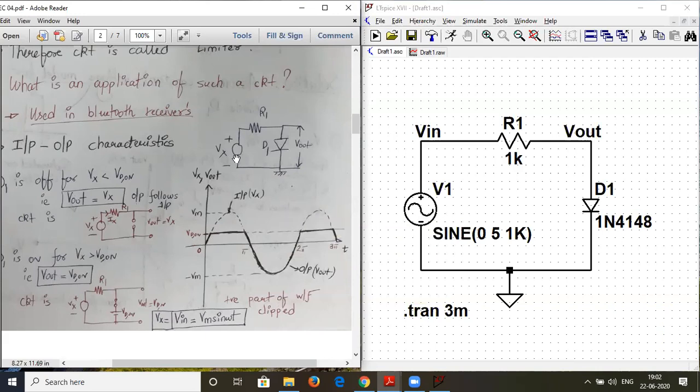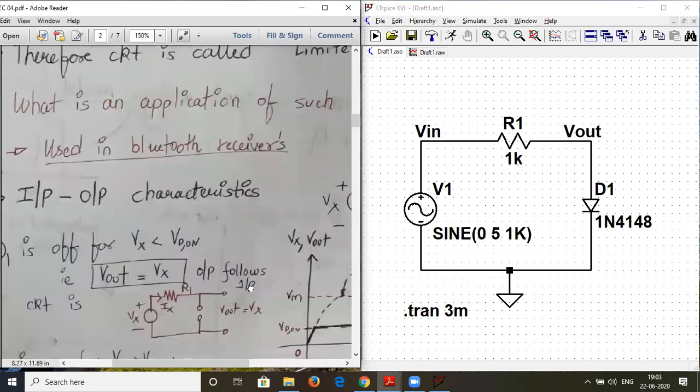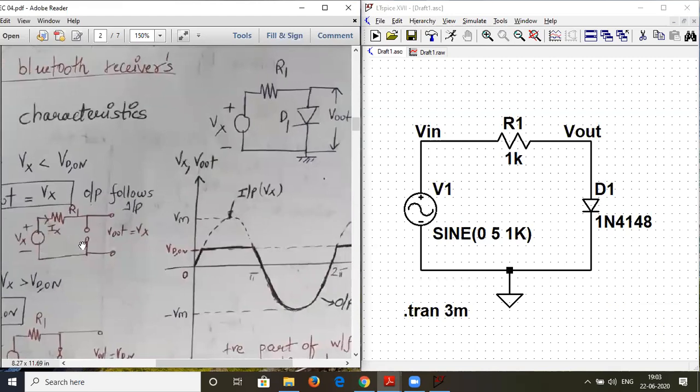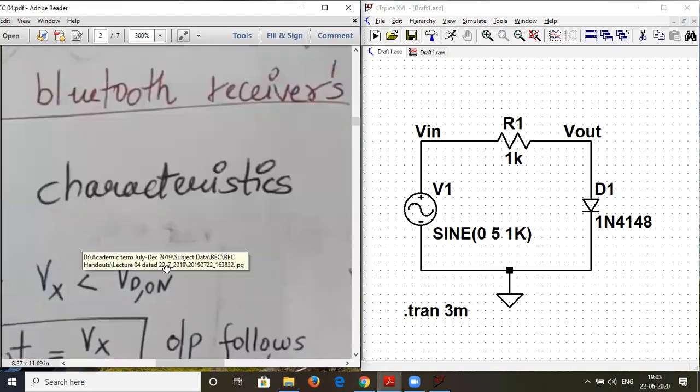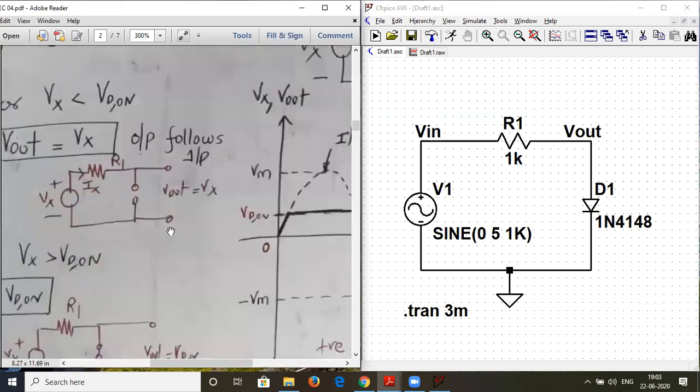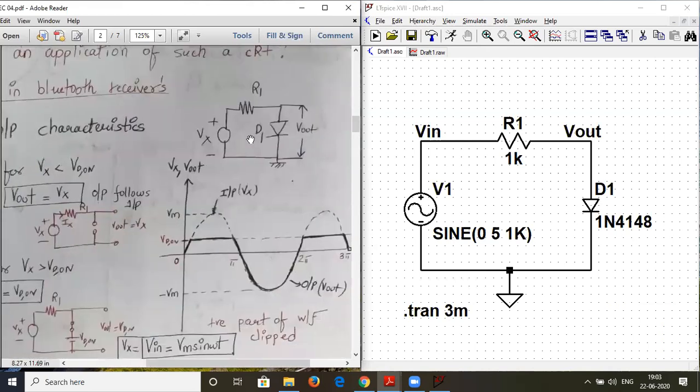So what this is saying is whenever V in is less than VD on, my diode over here is off. And whenever the diode is off, it is replaced by an open circuit. So what happens to this circuit? When this diode is replaced by an open circuit, there will be no current flowing. That means my output voltage will be the same as my input voltage. That is exactly what is happening here. Your output voltage is following the input voltage as it is.